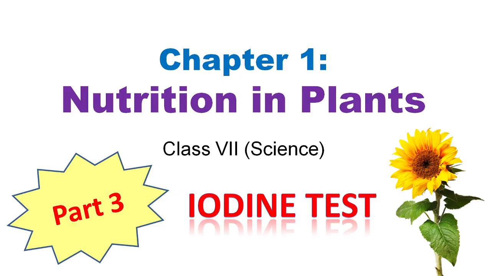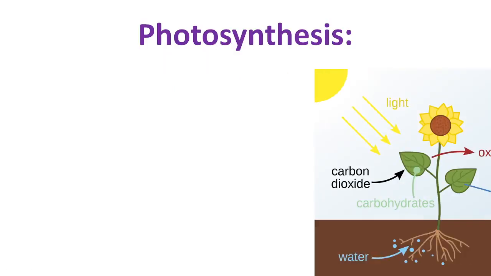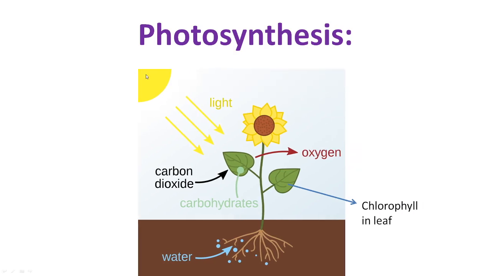In this class, we will discuss something called the iodine test. In our previous class, we discussed photosynthesis, in which I told you that a plant, in the presence of sunlight and with the help of chlorophyll, produces carbohydrates from carbon dioxide and water, and thereby it also releases oxygen. The oxygen that we breathe in is produced by plants through photosynthesis.